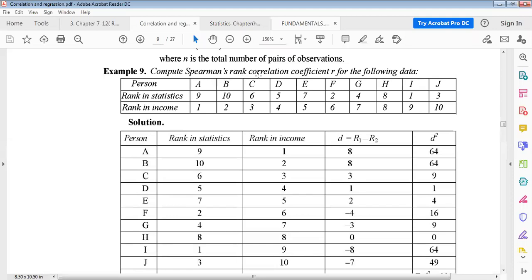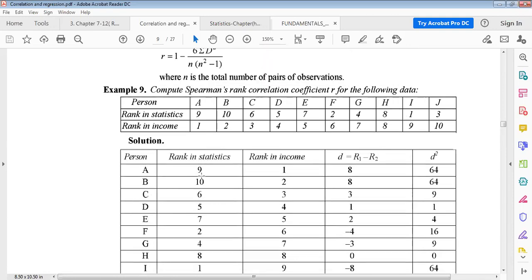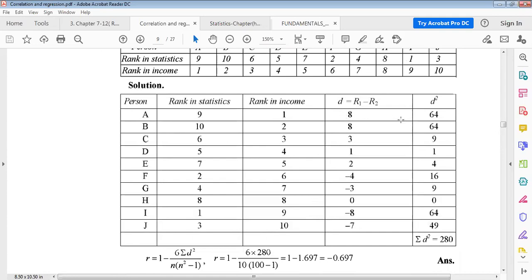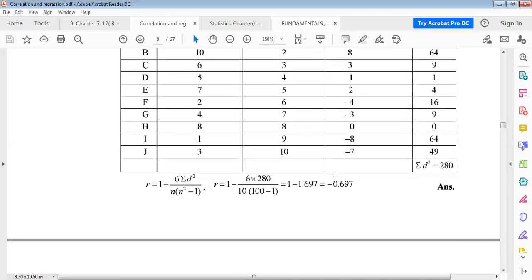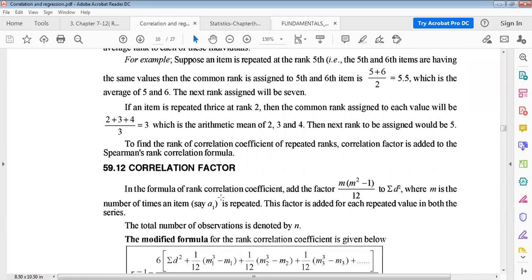Compute the Spearman rank correlation coefficient R for the following data: persons A to Z, with ranks in statistics given here and ranks in income given here. Now persons A to Z, then rank in statistics 9, 10, 6, and rank in income will be this. So d equals the difference, taking the difference and squaring each individually, we get summation d square equal to 280. Just putting these values here, we get minus 0.697. That means there will be no equal ranks.